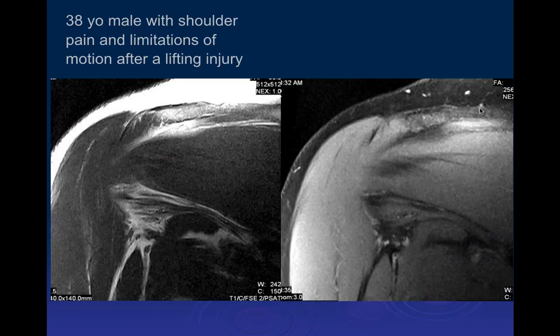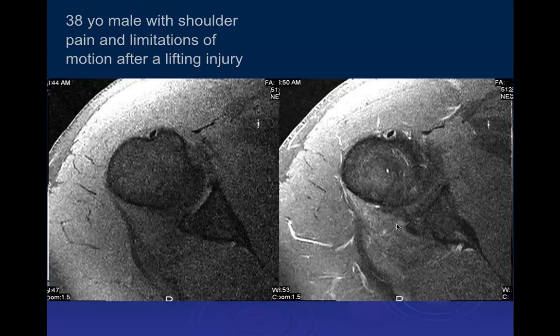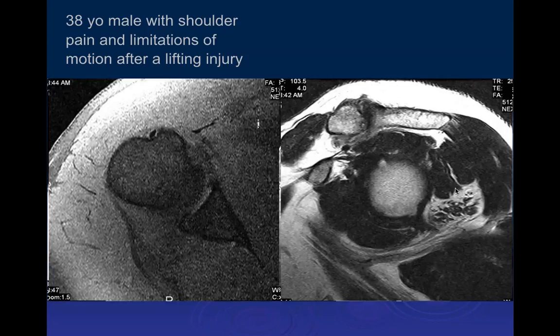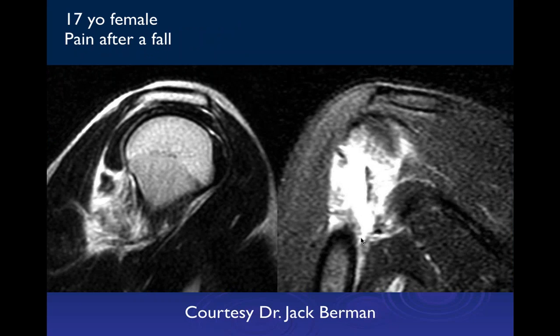Jeff, what do you think of this case? Let's say a 38-year-old male with shoulder pain and limitations of motion after a lifting injury. We have two coronal images of the shoulder. It looks like a PD and a PD fat sat. And I'd say that we have essentially a fatty replacement of the teres minor muscle there. Right. Here you can see the teres minor atrophy. And this is probably post-traumatic. Once you get this kind of fatty atrophy, it tends not to come back. You can see that this was actually a weightlifter where the rest of the muscles are really quite hypertrophied, but this one was injured and really was atrophic.